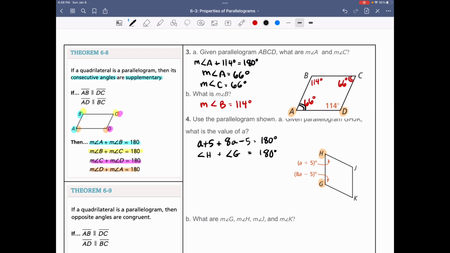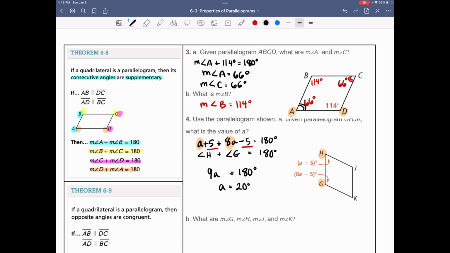Okay, so let's collect like terms. If we have an A and we have an 8A, then that's going to become 9A. And if we have 5 minus 5, well, those just cancel. We don't need to worry about them anymore. So 9A equals 180 degrees, which means that A must equal, if we divide by 9, 20 degrees.